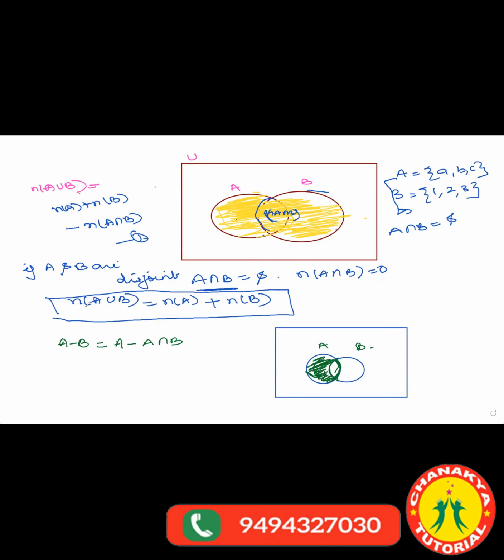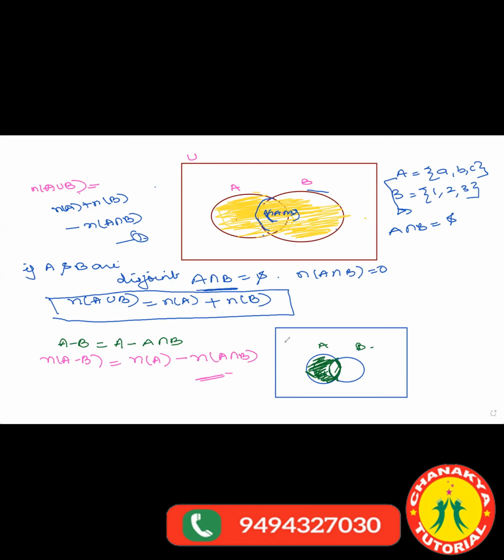So you can add the number of elements also in this formula. The number of elements in A minus B will be equal to the number of elements in A minus the number of elements in A intersection B. Is it clear?